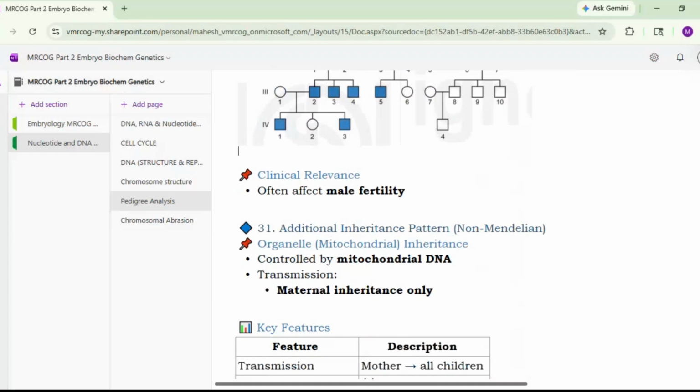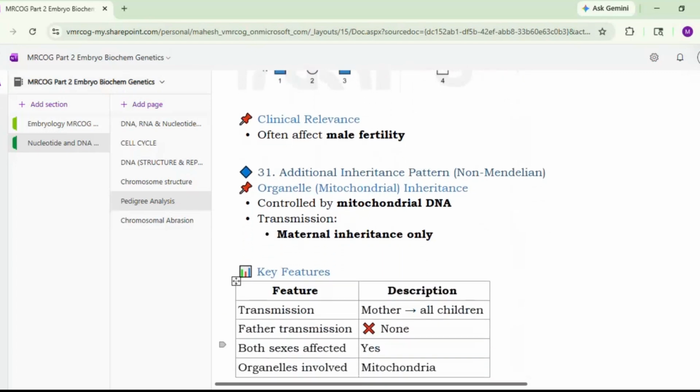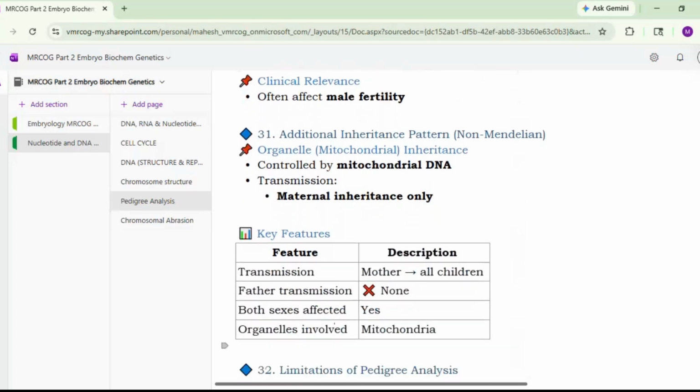Additional inheritance patterns are non-Mendelian patterns. What we have seen so far are single gene, Mendelian disorders. Apart from that, there are certain additional inheritance patterns. These are organelle or mitochondrial inheritance, which is controlled by the mitochondrial DNA. The transmission is maternal inheritance only, from mother to all children. Father will never transmit. Both sexes will be affected, and the organelle involved is the mitochondria.